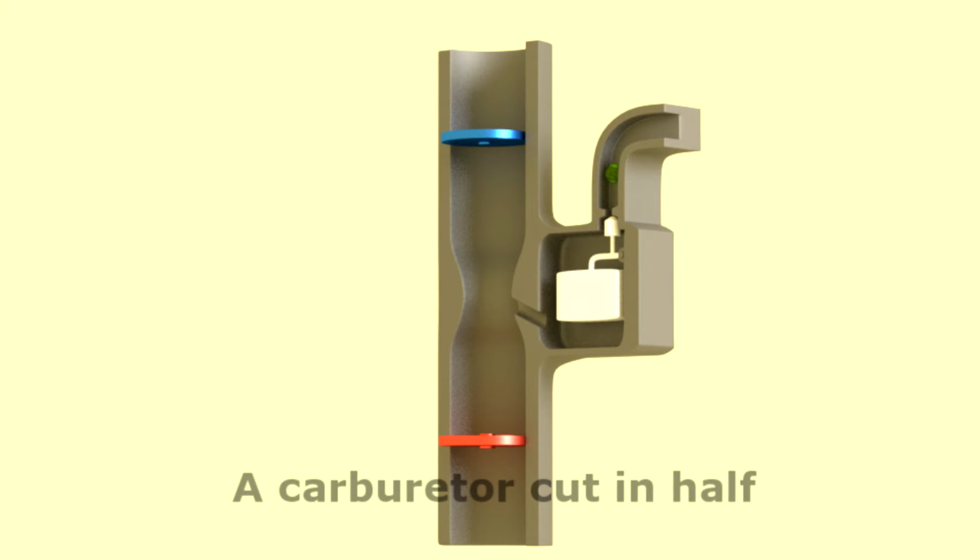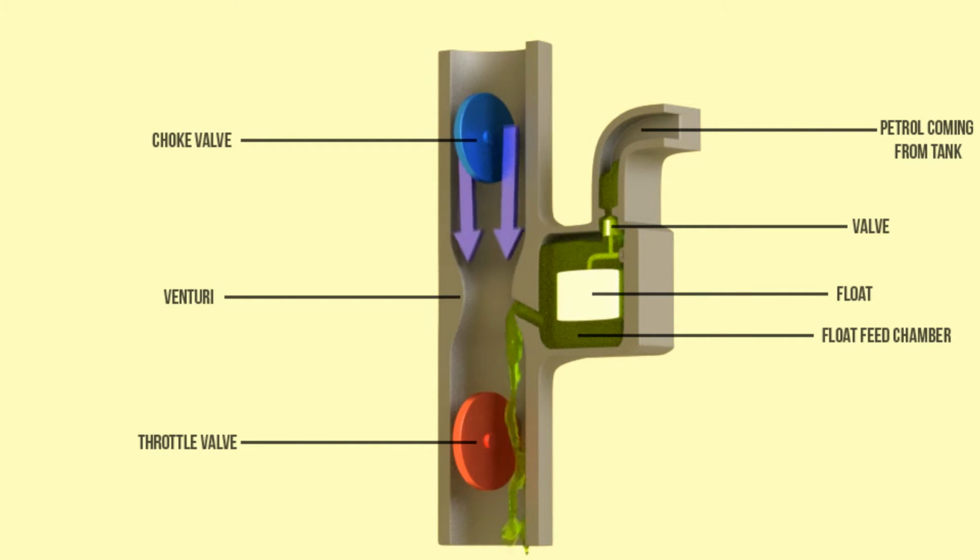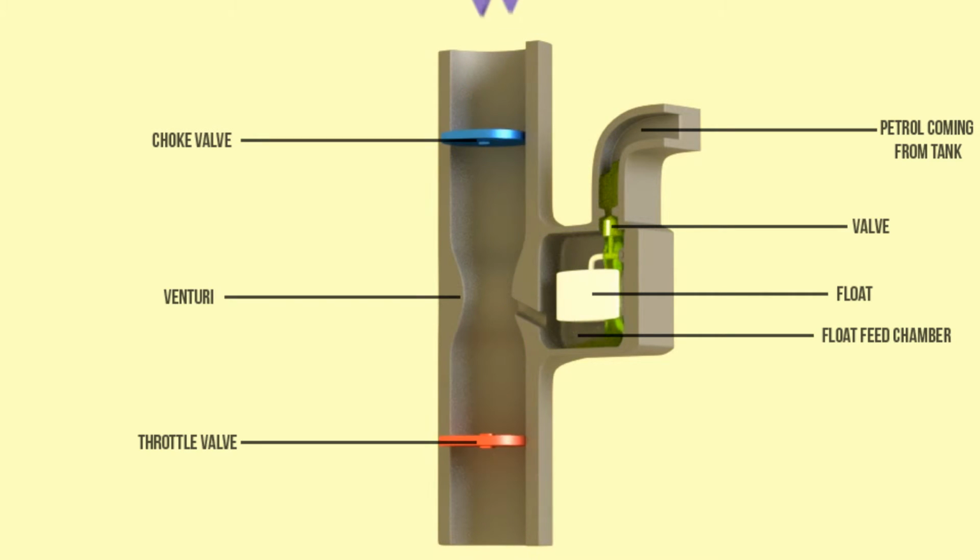Now, let's look at an animation of how a carburetor works. The blue arrows represent air flowing into the top of the carburetor from the car's air intake. The amount of air allowed in is controlled by the choke.